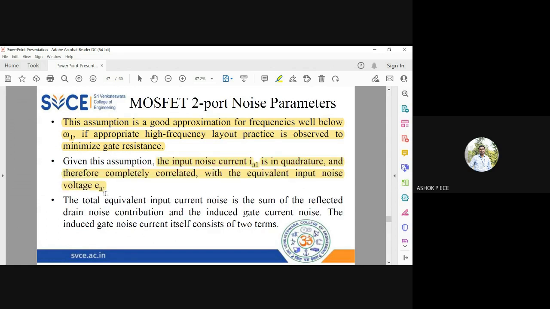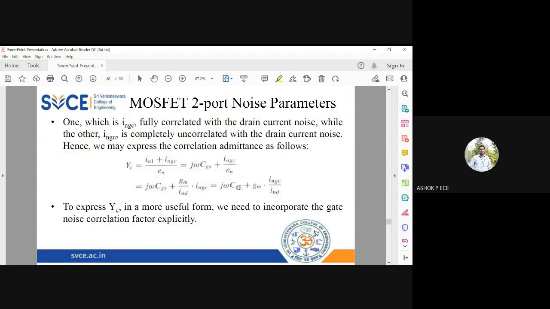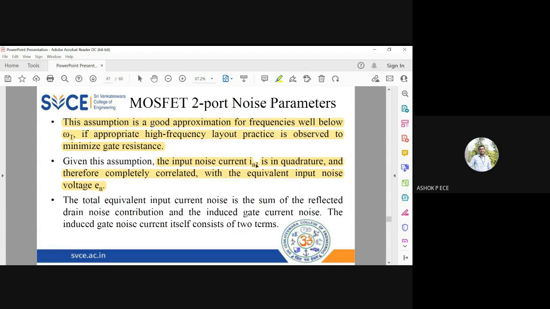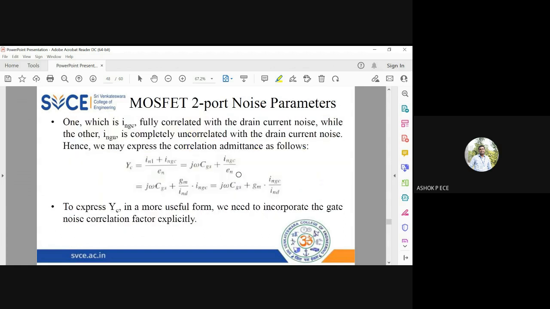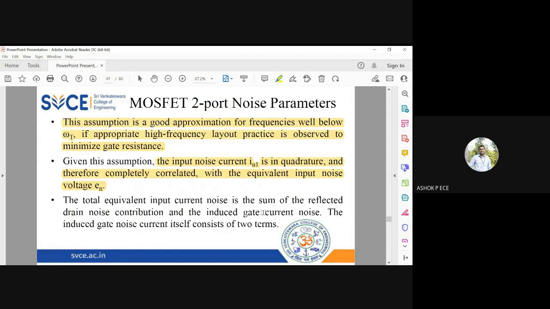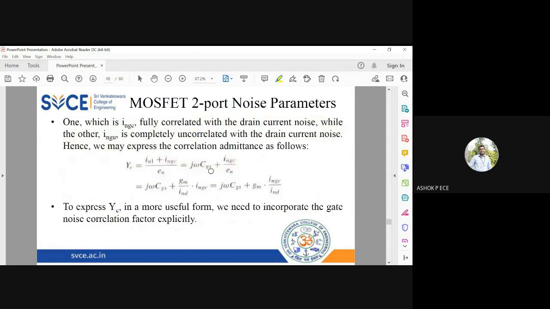The input noise voltage we have found out, EN. The input noise current we have found out just now, and they are correlated because they are present at the same site. So the total noise is going to be the sum of the noise from the drain plus the noise from the gate. So the total noise will have two expressions. Yc is equal to I_N1 plus I_NGC divided by EN. I_N1 is the input noise current, and I_NGC is the noise because of gate current, divided by EN.